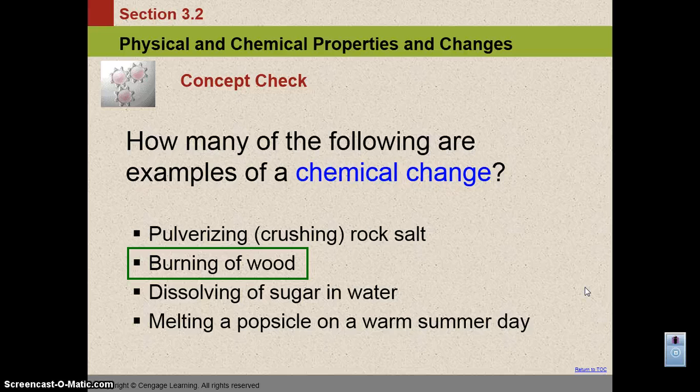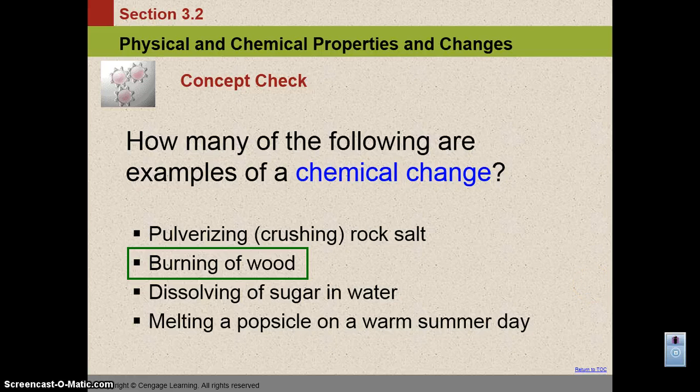Pulverizing or crushing rock, it's still the same. Rock salt is still the same salt when you get finished crushing it, no matter what physical form it's in. If you dissolve sugar in water, again, you can recover the sugar just by boiling off the water. And that dissolving of the sugar just surrounds the sugar by water molecules. It doesn't change the chemical composition of either one. Melting a popsicle on a warm summer day, there again we're changing states, which is also a physical change and not a chemical change.